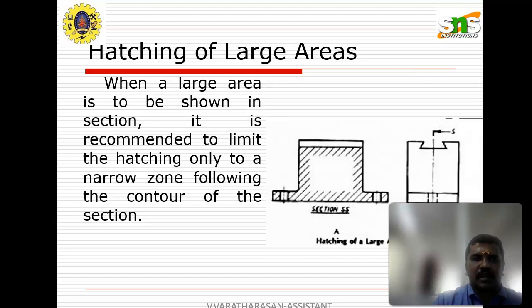When a large area is to be shown in section, it is recommended to limit the hatching only to a narrow zone following the contour of the section. In this diagram, it is clear that for the larger surface we maintain the hatching only along the contour surfaces.